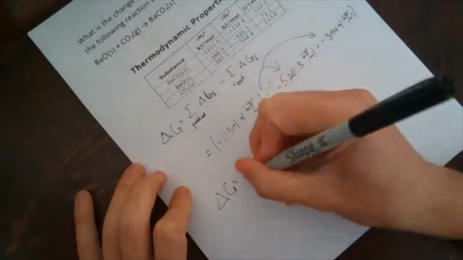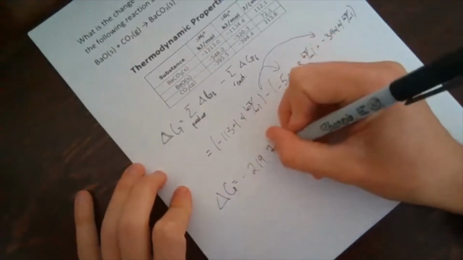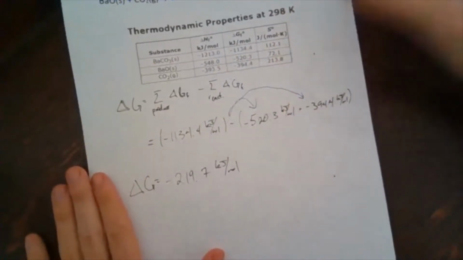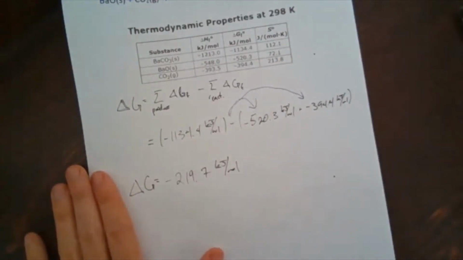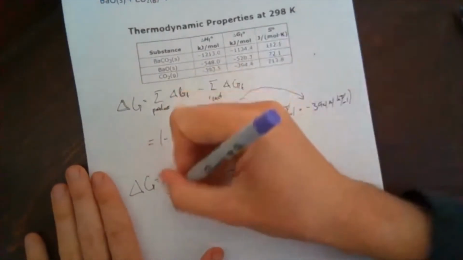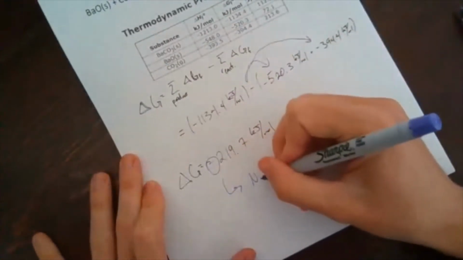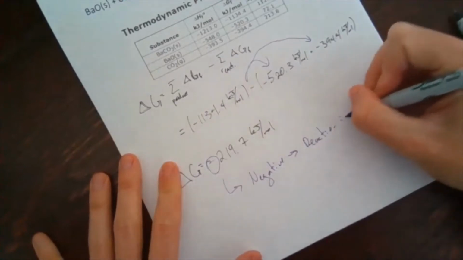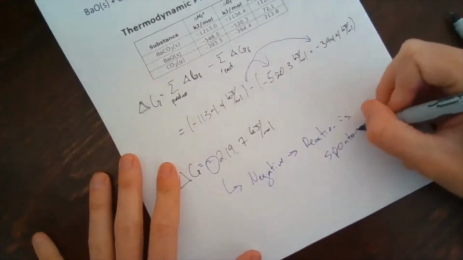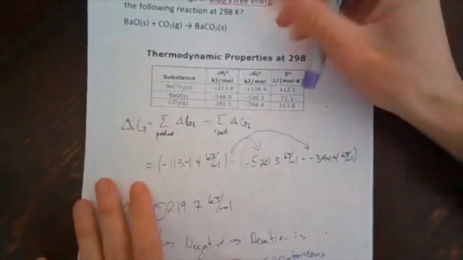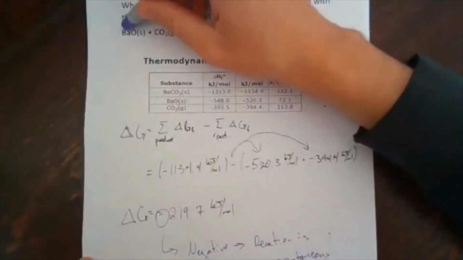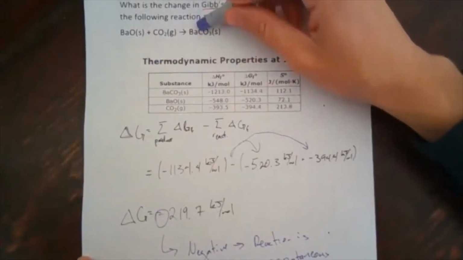Delta G is equal to negative 219.7 kilojoules per mole, and that's the delta G for the reaction. And really the main function of calculating delta G is just to look at the sign. We can see that we have a negative sign. And because it's negative, that means the reaction is spontaneous under these conditions. So at 1 bar, that circle means we're at 1 bar pressure, 298 K. If you react barium oxide and carbon dioxide, you're going to get barium carbonate.